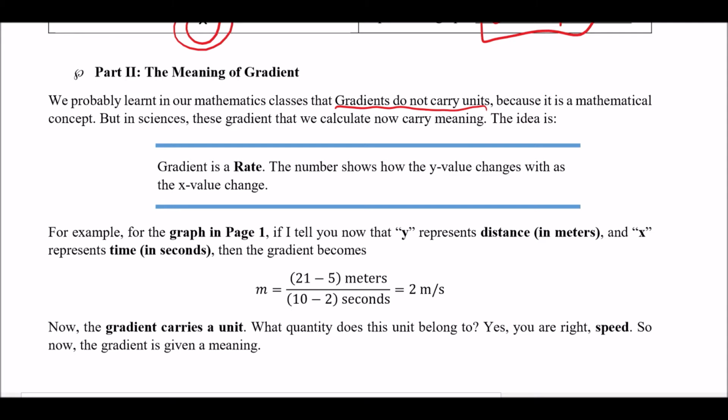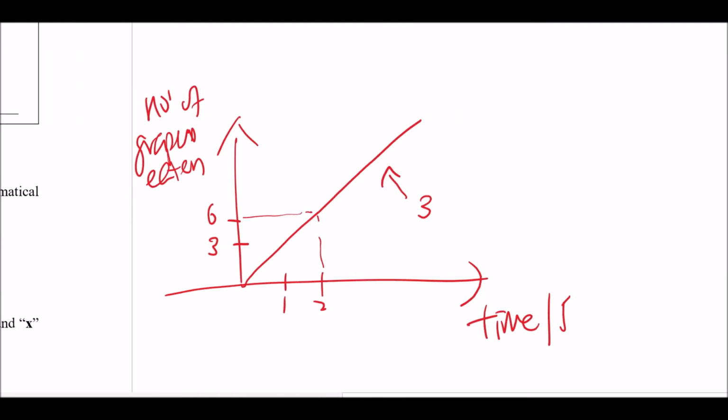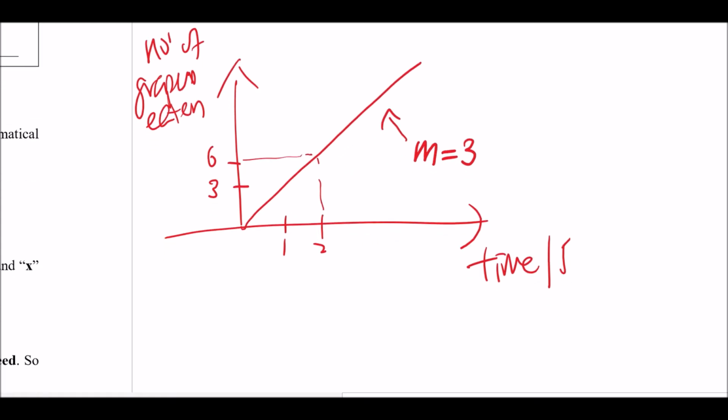Because the grand idea here is that gradient is a rate. What does it mean by rate? For instance, if I look at the graph here, the y-axis is number of grapes eaten and the x-axis is time. With some data here, I can draw a straight line. If you calculate the gradient here to be 3, the question is, what does the gradient mean here? Is there a meaning to the gradient?